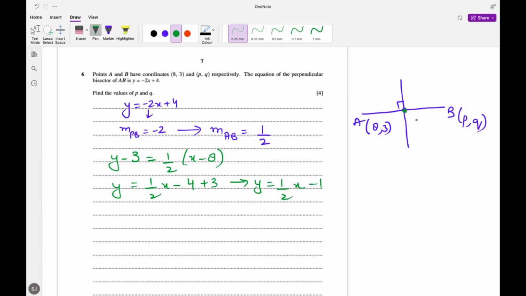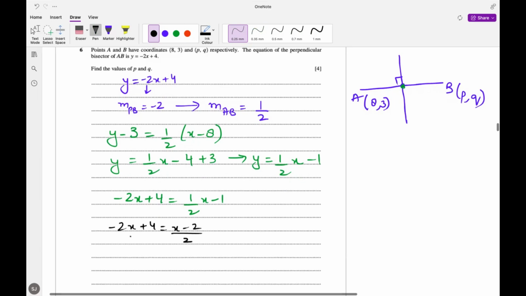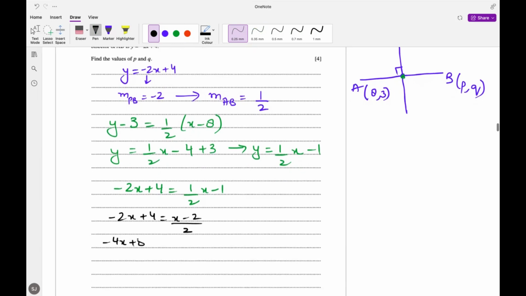Now to find this midpoint or the point of intersection, we'll solve the two equations, the equation of AB and the equation of the perpendicular bisector simultaneously. So the equation of the perpendicular bisector was y equals to minus 2x plus 4. And the equation of the line was y equals to half x minus 1. Solving them simultaneously, we'll first take the LCM. So this will become minus 2x plus 4 is equals to x minus 2 upon 2. Cross multiplying, we'll get minus 4x plus 8 is equals to x minus 2. Taking the x on this side, we'll get minus 4x minus x is equals to minus 2 minus 8. Minus 5x will be equals to minus 10 and x will be equals to positive 2.